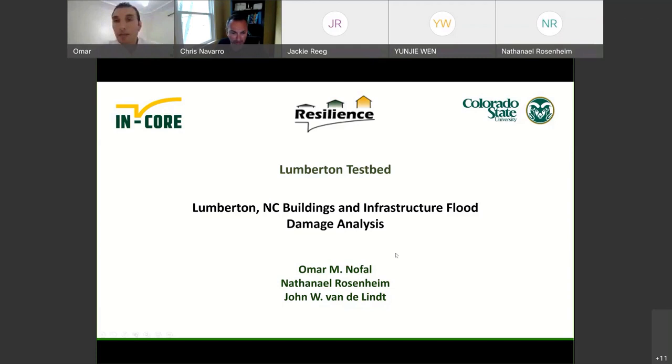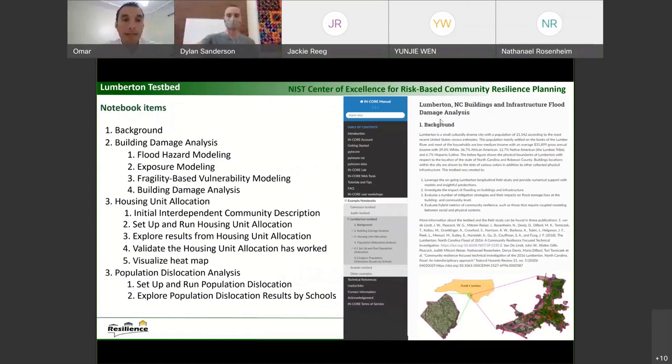So the current state of the Lumberton Jupyter Notebook includes three major analyses. First is the building damage analysis, the second is the housing unit allocation, and the third one is using the building damage analysis and housing unit allocation to predict the population dislocation. So this is how the notebook starts in the IN-CORE manual, and this is the main elements within each model.